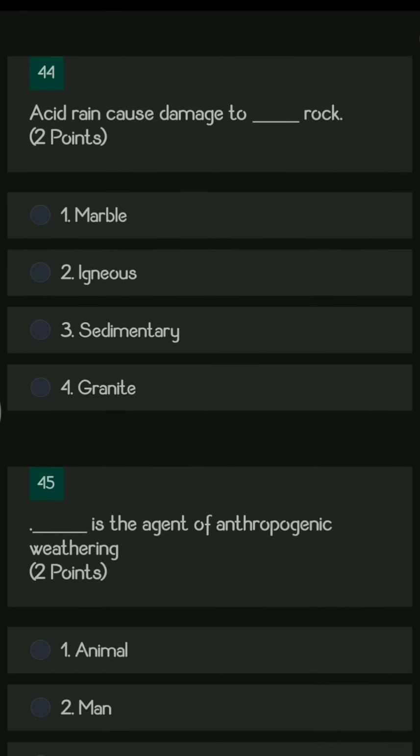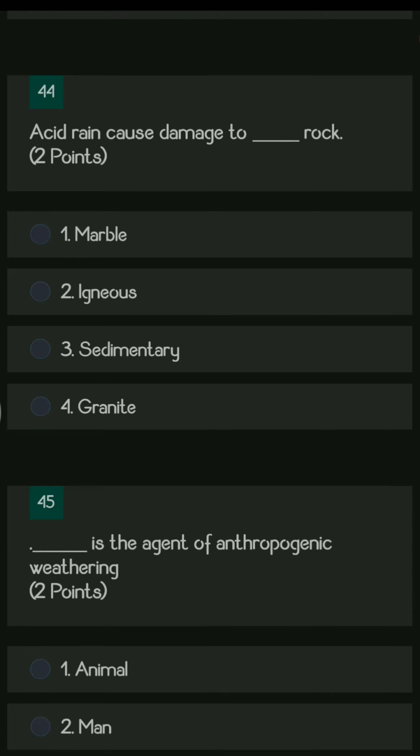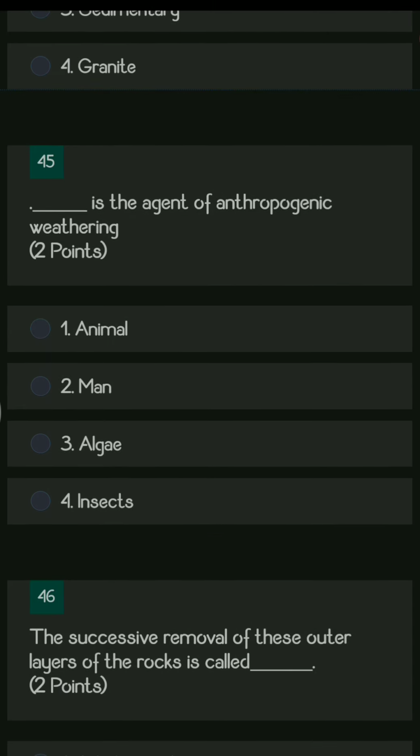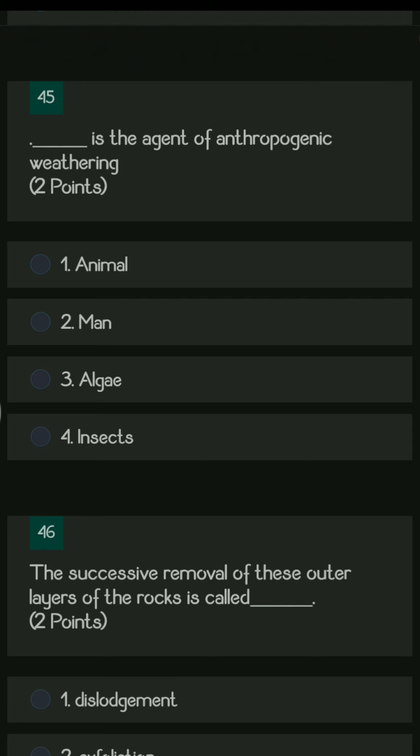Next question, acid rain causes damage to dash rock. So options are marble, igneous, sedimentary, granite. So the right answer is marble. The example is the Taj Mahal monument, which has turned yellow because of high pollution in Agra. Because of that, acid rain gets created, and it reacts with the marble, which is basically seen on the Taj Mahal.